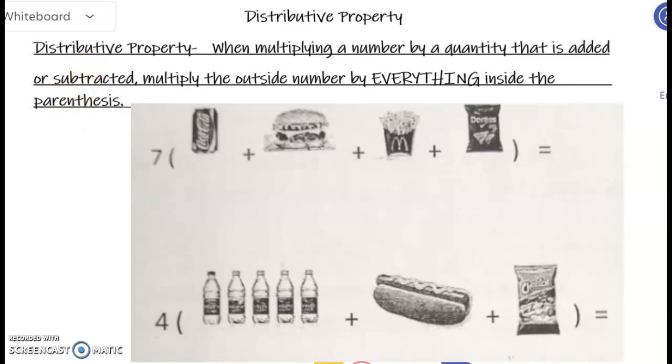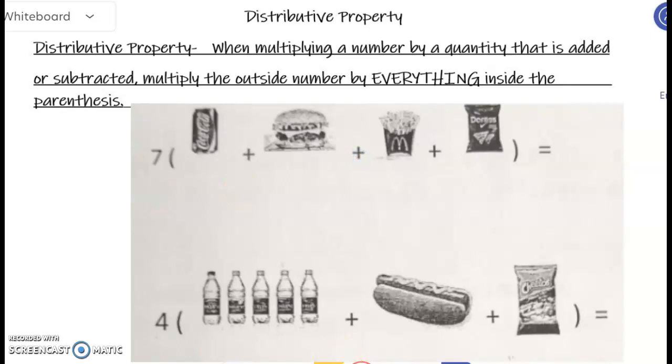So let's say that you're at a restaurant, at a fast food place, and you have 7 people, and these 7 people are going to each get a combo which includes 1 soda, 1 burger, 1 fry, and 1 chip. So you're going to multiply everything by the 7 that is right here. You can tell it's multiplying because it is touching the parentheses, and when something is touching, it means multiply. And then each of these quantities are added.